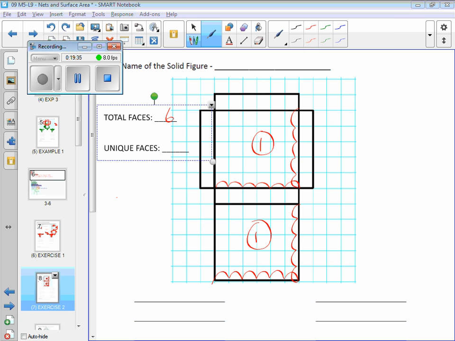Now, let me do this. 1, 2, 3, 4, 5 by 1. 1, 2, 3, 4, 5 by 1. So this is a unique face. Now, if these were 5 by 1, you would be fine, but they're not 5 by 1. They're 6 by 1. 3, 4, 5, 6 by 1. So you have 3 unique faces.